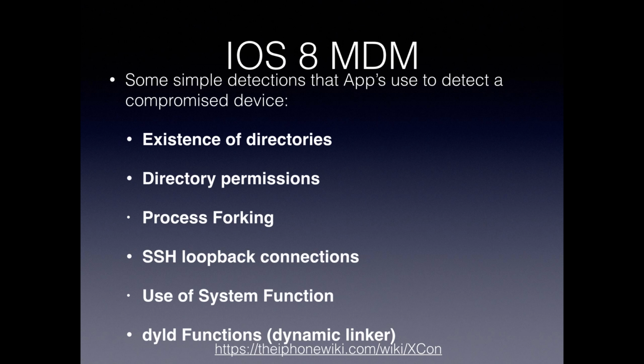The use of system functions is basically calling the system function with a null argument. On a device that's in a jail it will return a 0, but doing the same thing on a jailbroken device will return a 1. So that's a really simple check. And then the last one is DYLD functions, which is the dynamic linker on iOS. It's by far the hardest to get around because when you patch something, the patches themselves are part of the dynamic libraries themselves.